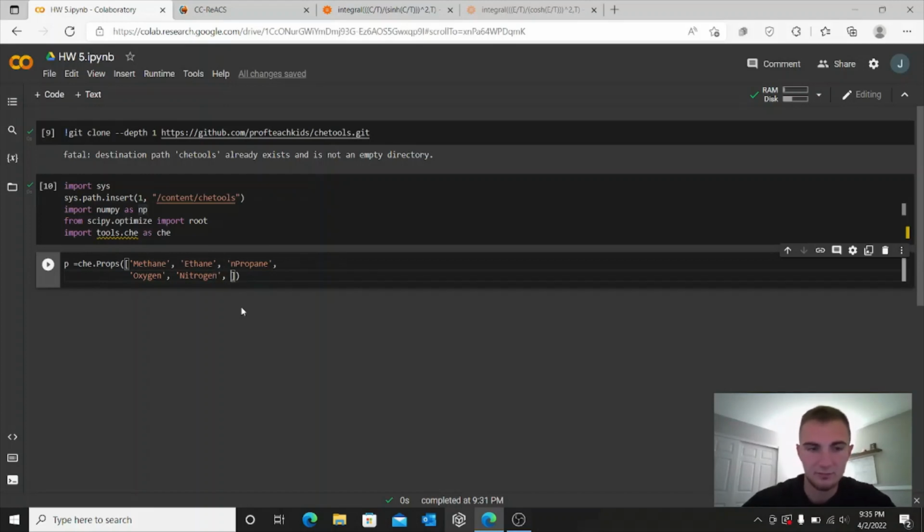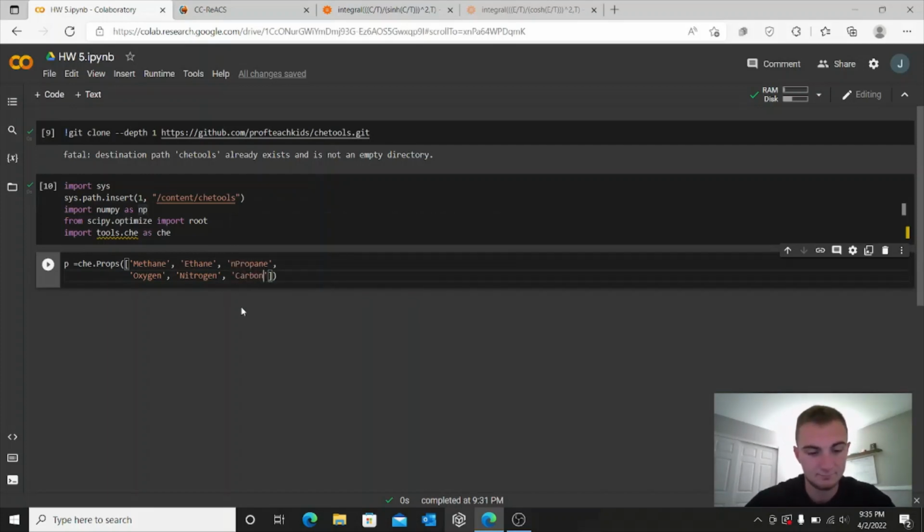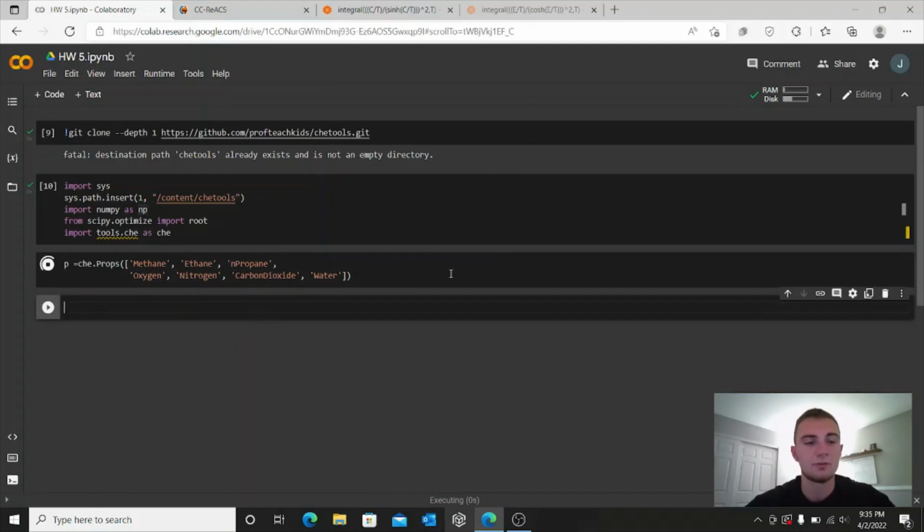And lastly, we will have the products of our combustion reaction, which if you'll remember, I said is carbon dioxide and water. So we'll have carbon dioxide, sure I spelled that right, yep, and water. Whoops, I need a parentheses there. And here we'll have water. Make sure I have all my parentheses. Yep, we look good. Okay, let's make sure this runs.